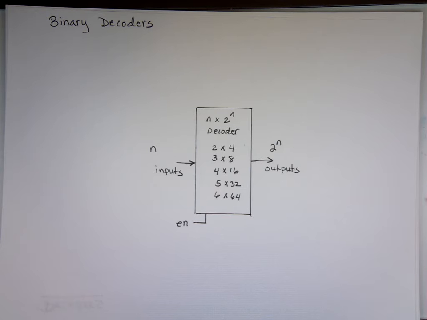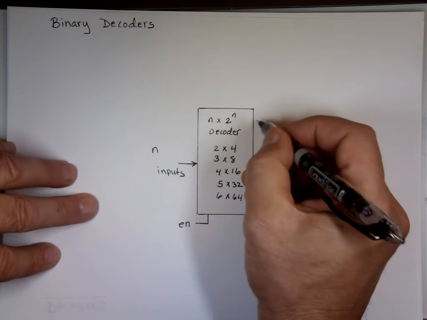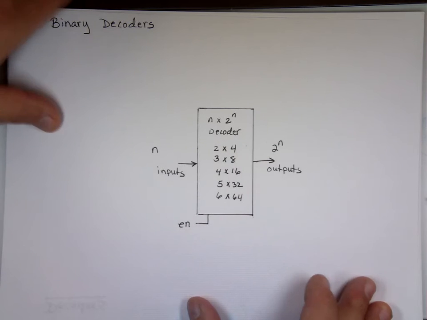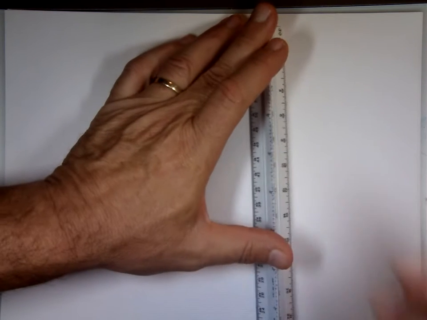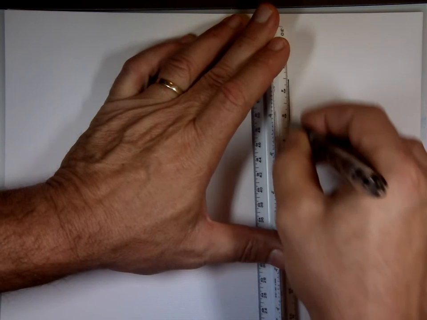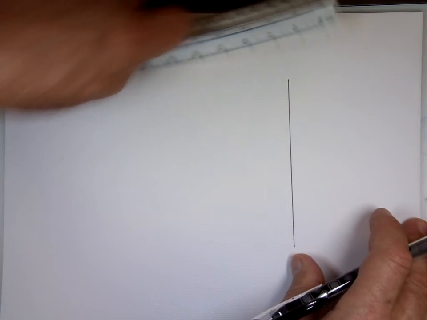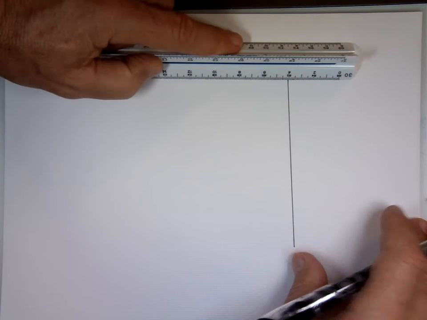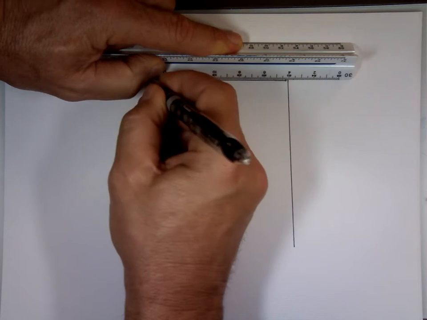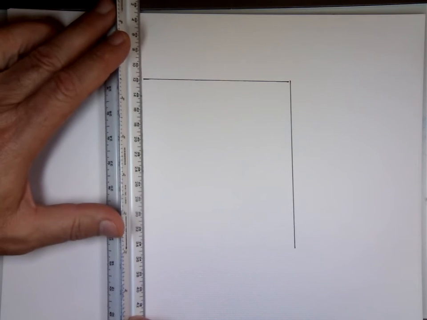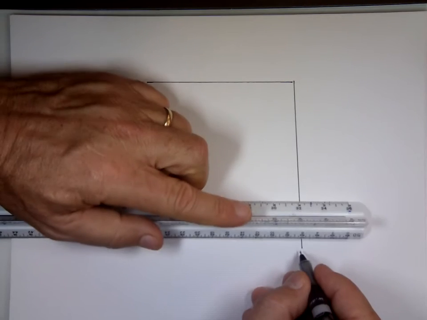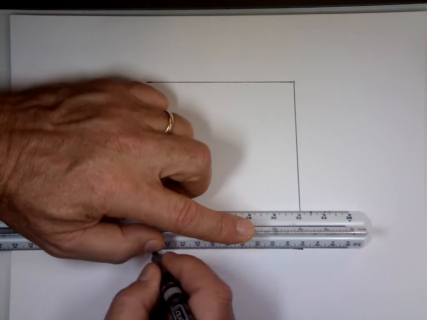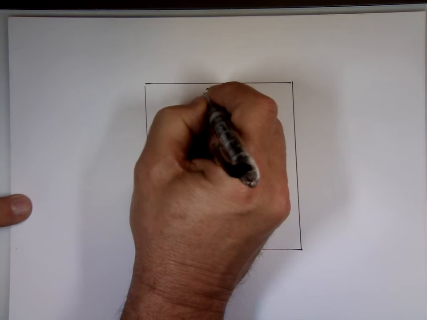Now, the way the decoder works, if you don't see a bubble here, so you have like 2 to the n, let me draw one like a 2 by 4. So let's do a 2 by 4 decoder. I'll make it big and show you what the inside looks like. So this is a 2 by 4 decoder.